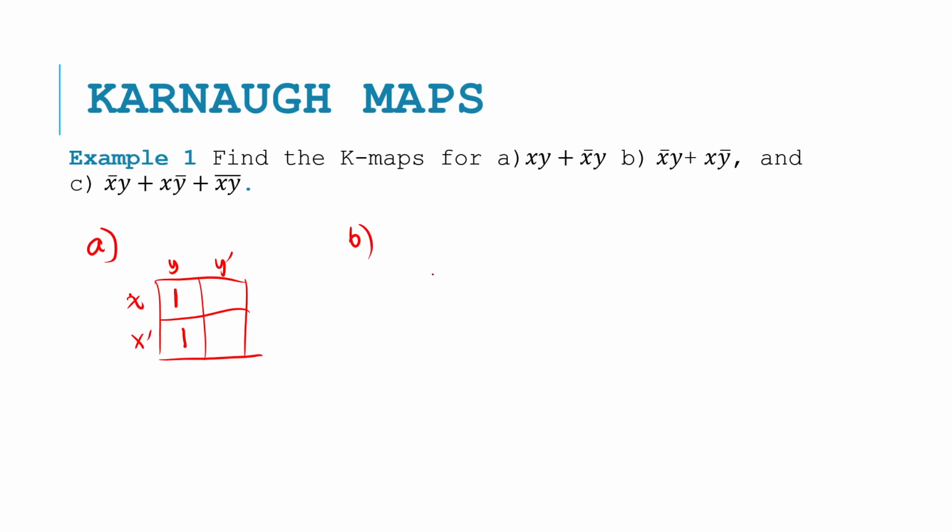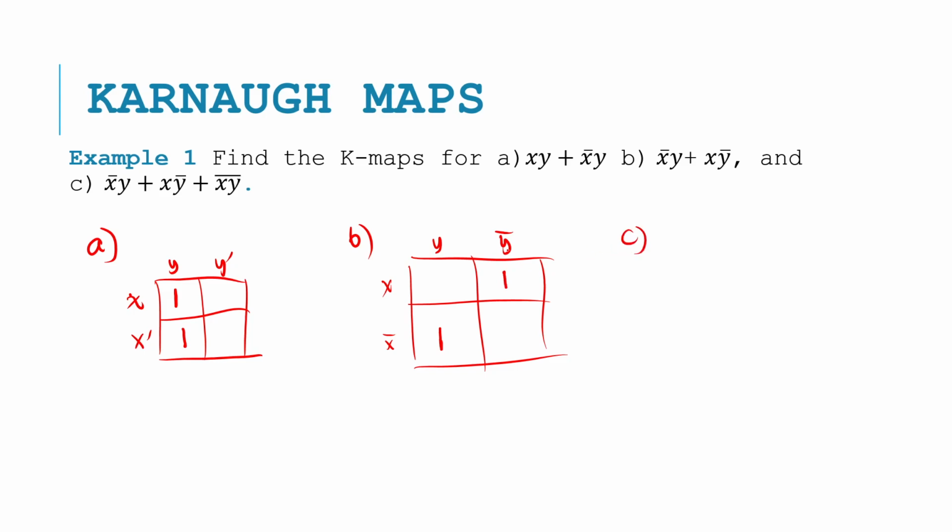For the K-map for B, again, we will draw the map, with y and y complement. For B, we have the min terms x complement y, the intersection of x complement and y, and xy complement, whose intersection is found here.